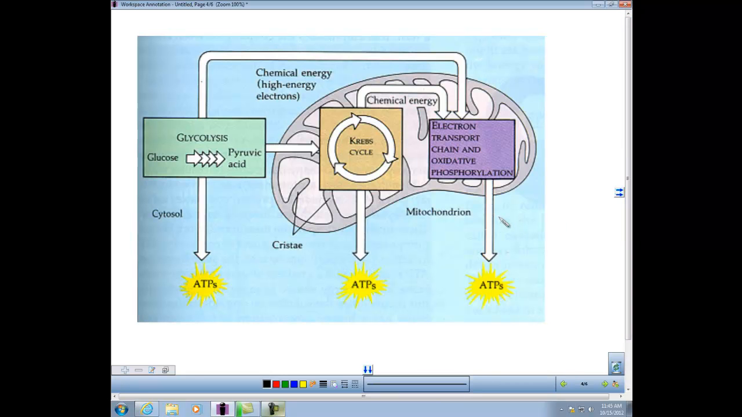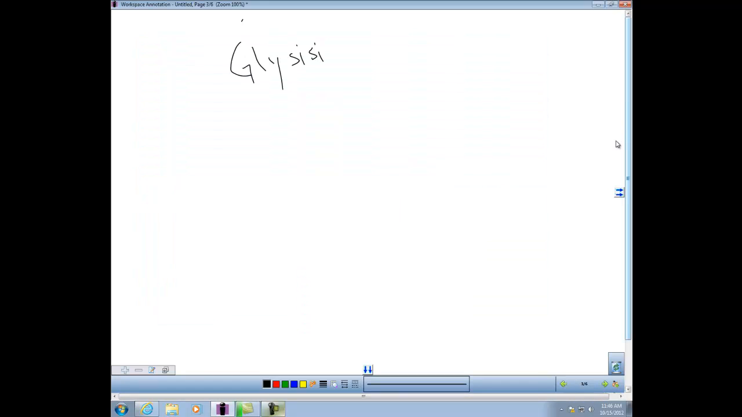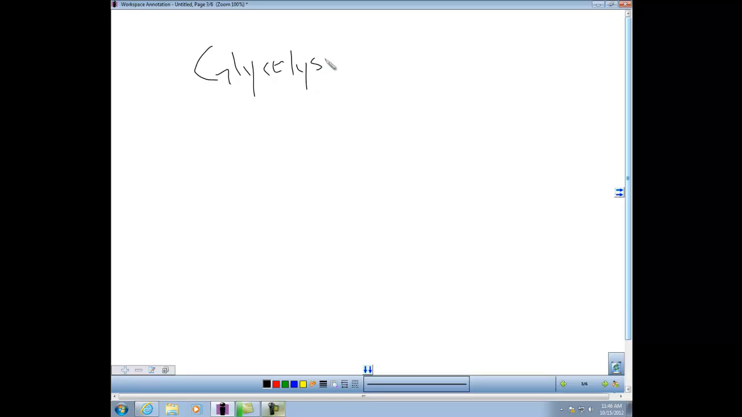What we have here is the process of glycolysis happening first. Notice how it happens outside the mitochondria. So when we talk about this, we're going to be looking at glycolysis first, and glycolysis just happens in the cytoplasm, or cytosol, as you probably have seen it before.